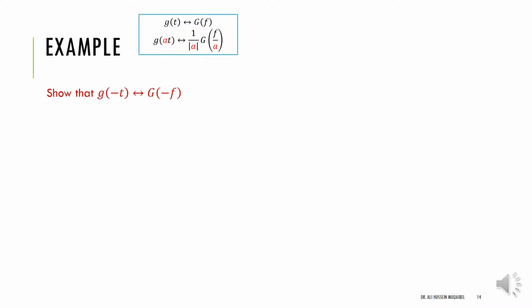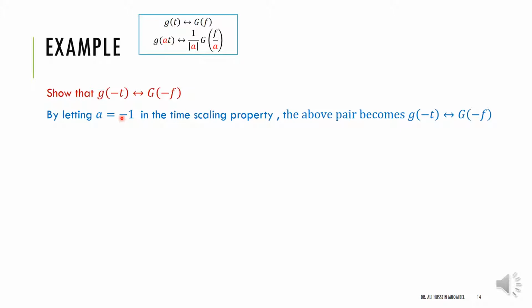It says in this example, show that if you multiply the time by minus 1, then the Fourier transform will also be multiplied by a minus sign. Recall that we have the following scaling property. What if a equals minus 1? If you substitute a equals minus 1, you will readily get this relation. So by letting a equal to minus 1 in the time scaling property, this pair becomes the new pair.